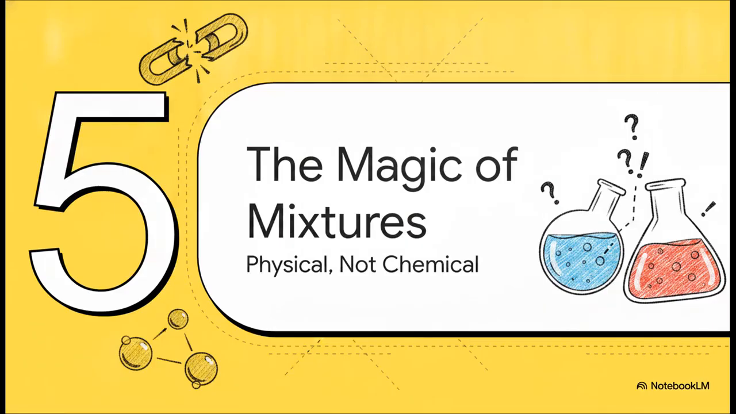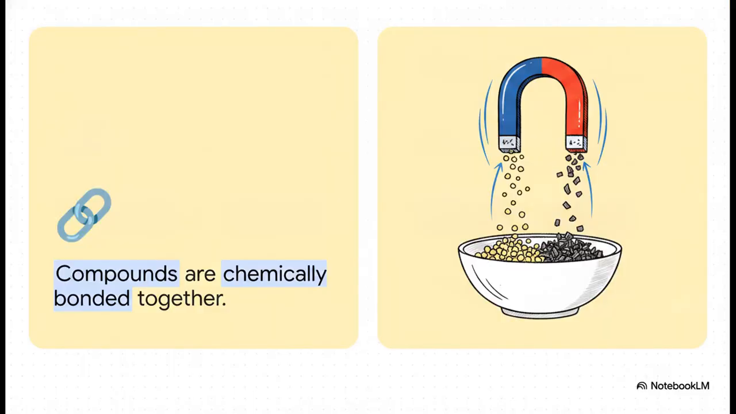And finally, part 5, the magic of mixtures, physical, not chemical. This highlights the really stark difference between compounds and mixtures. Remember, in a compound, elements are chemically bonded into a brand new substance, but a mixture, totally different story. A mixture is when you physically mix different elements or compounds together, but they do not react or bond with each other. Because there's no chemical handshake happening, the substances in a mixture keep their own original properties.